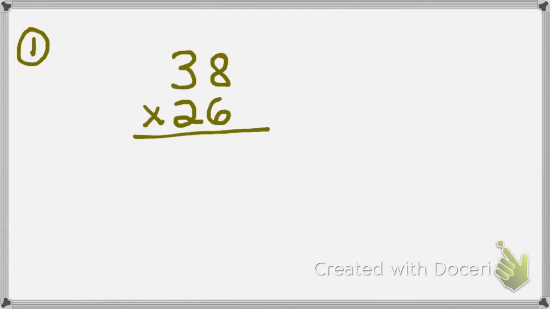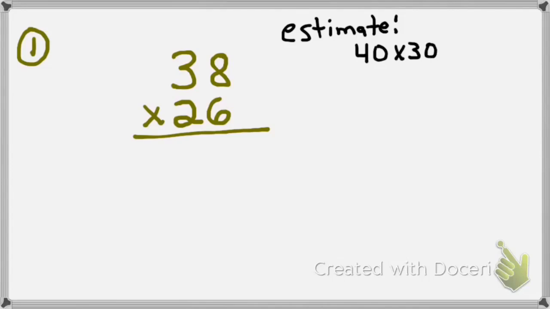Number 1, I have two-digit factor times two-digit factor, 38 times 26. First, I'll find an estimate. 38 rounds to 40, and 26 rounds to 30. 4 times 3 is 12. Tack on my 2 zeros. That's 1,200. So my estimated answer is 1,200. When I finish the actual answer, I'll go back and see if it's reasonable.